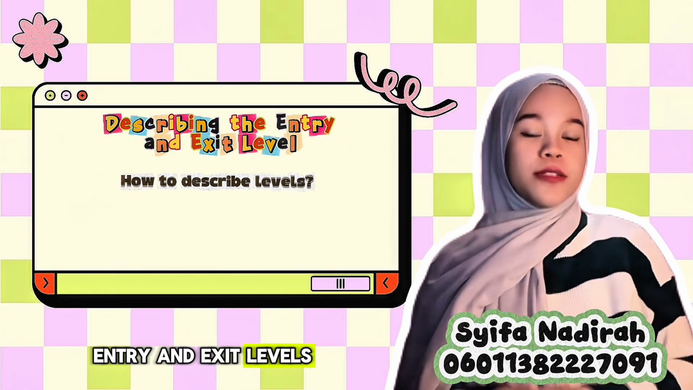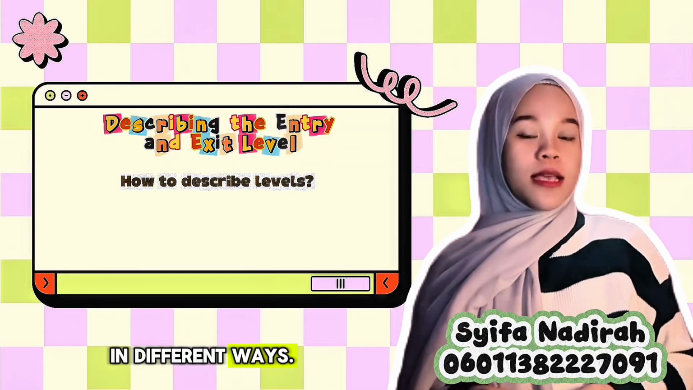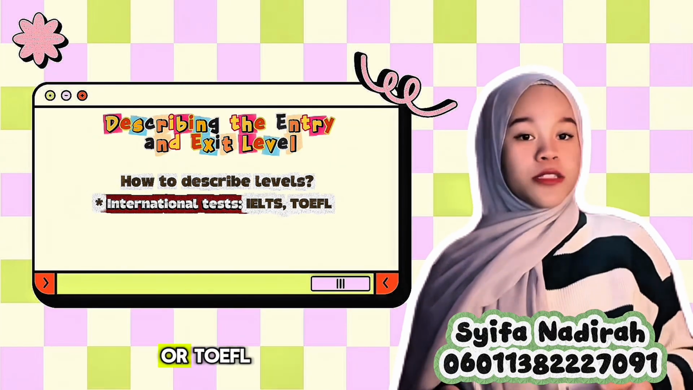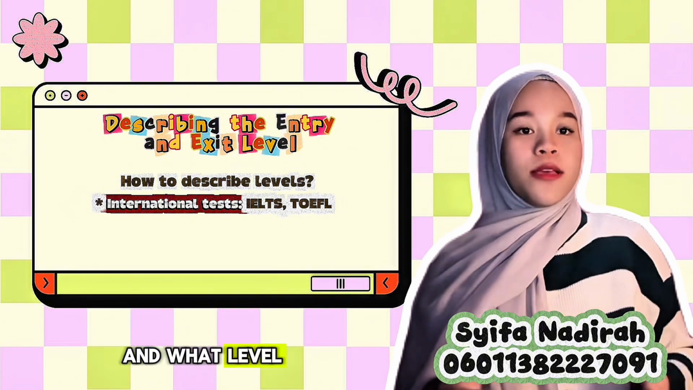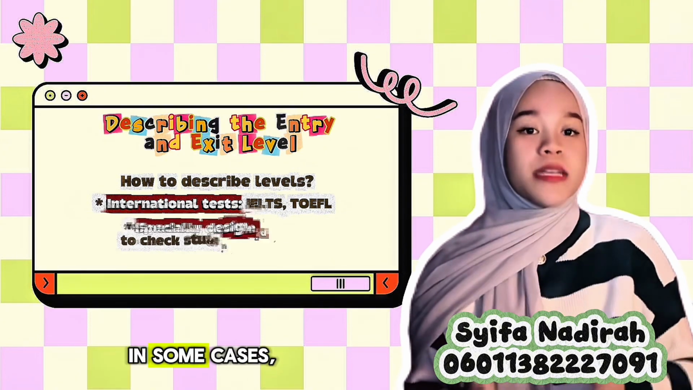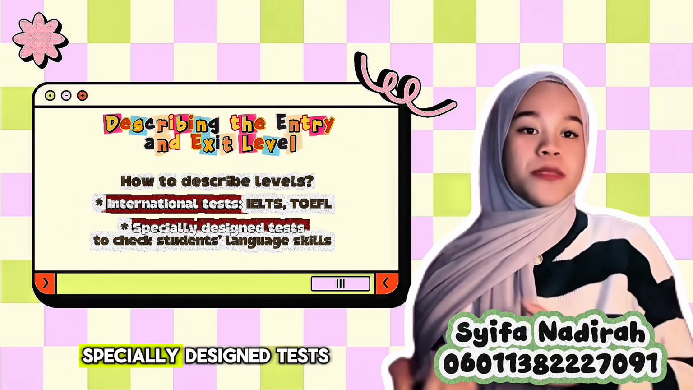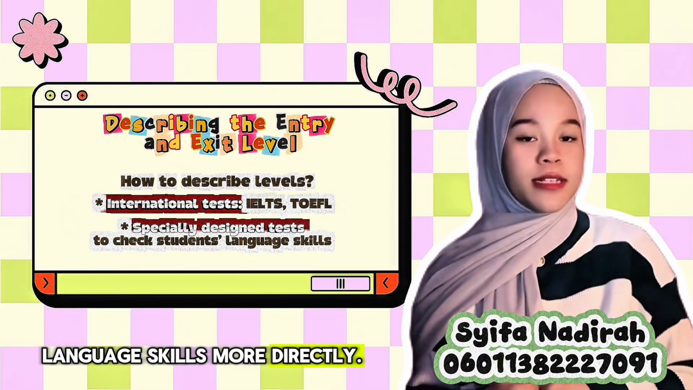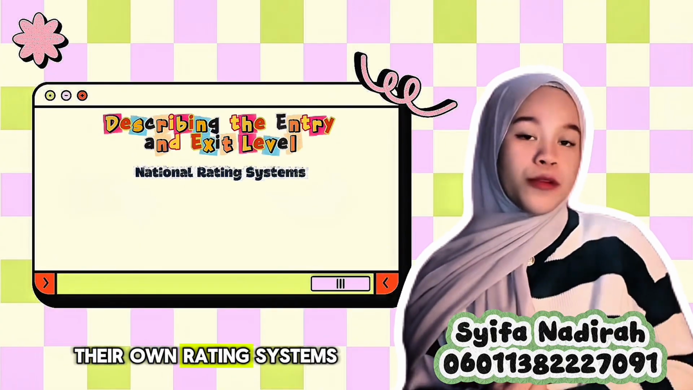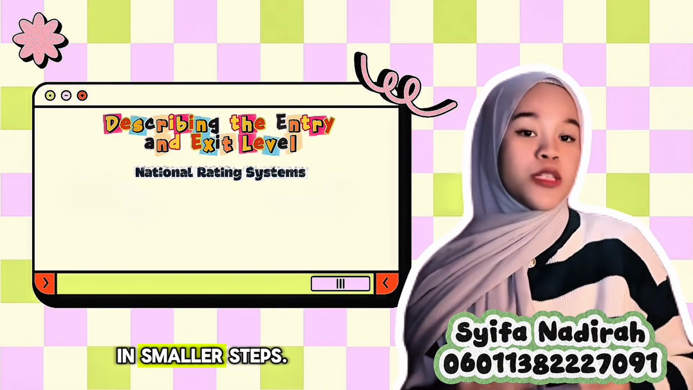Entry and exit levels can be described in different ways. International tests like IELTS or TOEFL are often used to show where students start and what level they should reach by the end. In some cases, teachers may also create specially designed tests to measure students' language skills more directly. Some countries even have their own rating systems that describe progress in smaller steps.